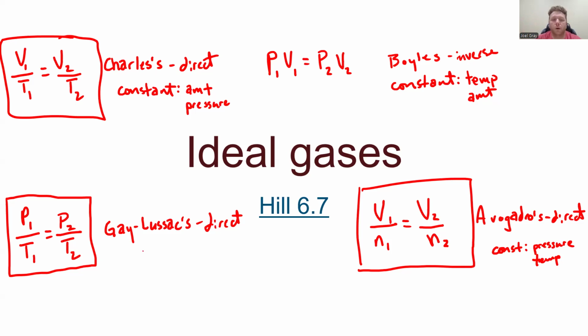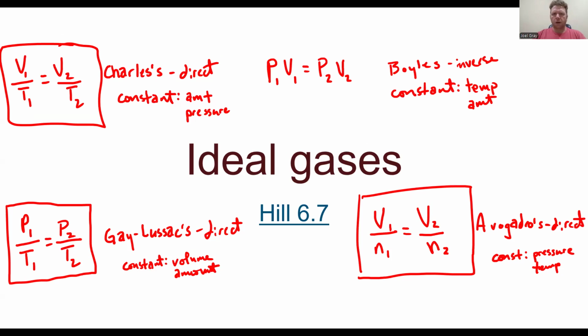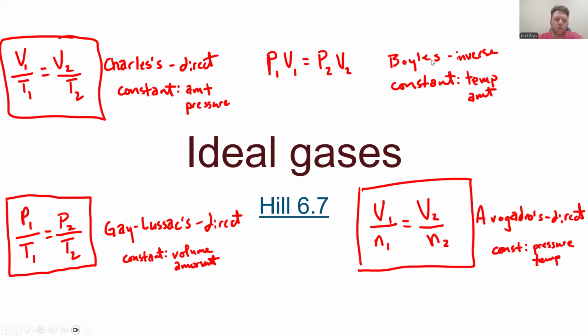For Gay-Lussac's, pressure and temperature are listed. So what's held constant? That would be volume and amount. We're going to get more into these four measured quantities in the coming lecture, because we're going to be talking about ideal gases and what is commonly known as the ideal gas law.